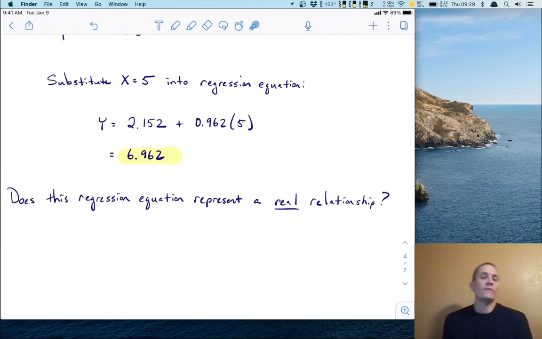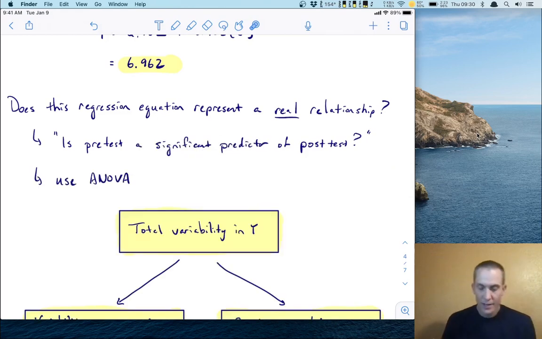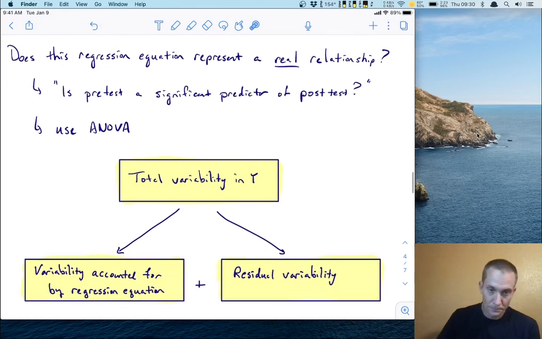Now, the other question that we wanted to ask about these data, beyond being able to use the data to predict new data, is to say, does this regression equation represent a real relationship? What do I mean by that? Well, what I really mean is, is pretest a significant predictor of post-test? Is there a real relationship between these two quantities? And the way I answer that question might surprise you. It turns out that I use analysis of variance, this old technique that we've been doing all semester long. The way it works is technically slightly different, but the concept is absolutely the same.